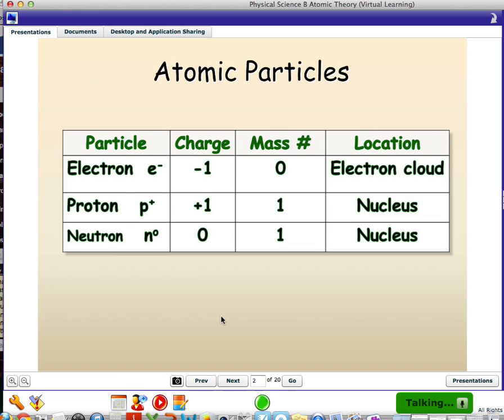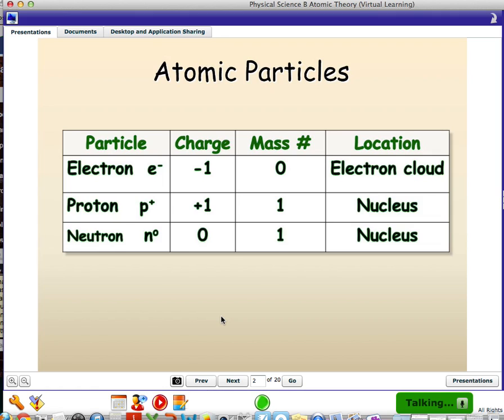Electrons are a negatively charged particle. They have a charge of -1. Their mass is 1/1820th of a proton. So we actually do not include that in our mass calculations, because it would take 1,820 electrons to equal the mass of one proton. So when we are looking at calculations of an atom, electrons do not actually include any mass, so to speak. And the location of electrons is in that electron cloud, so they're floating around the nucleus.